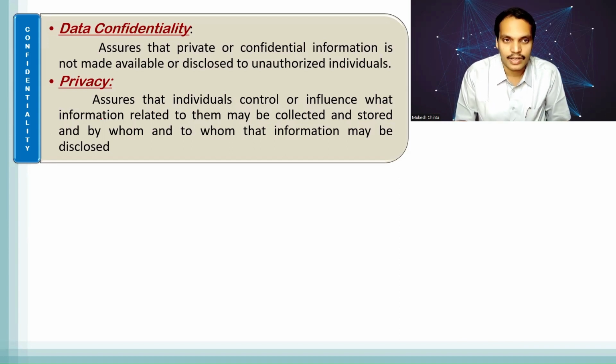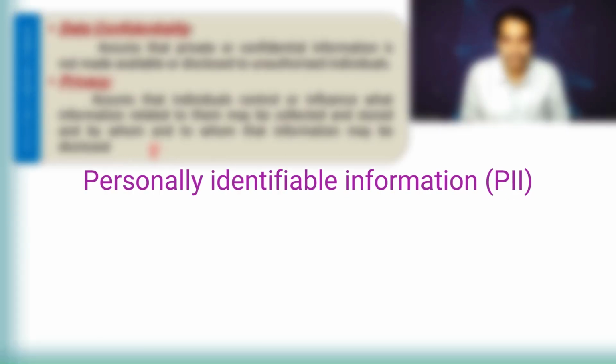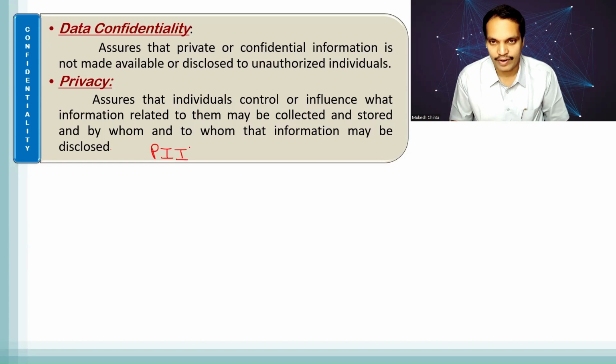Similarly, privacy assures that individuals control or influence what information related to them may be collected and stored, and by whom and to whom that information may be disclosed. To understand easily, there is something we call PII, personally identifiable information.